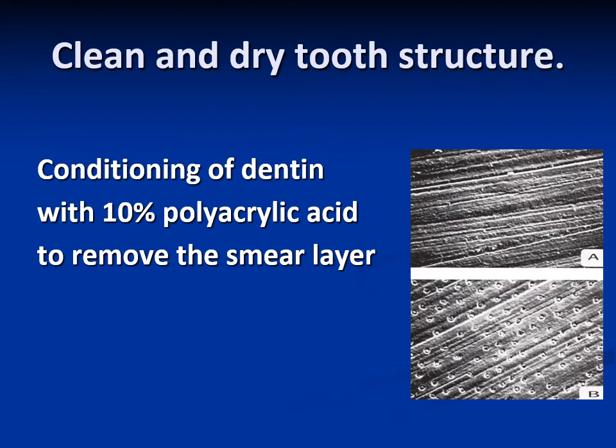We have to bear in mind that this process called conditioning of the dentine is not acid etching, because acid etching removes the calcium of the tooth structure, but conditioning is a less delicate process that removes only the debris of the dentine. So acid etching here is contraindicated. We have to use a weak acid to condition the dentine, or to remove the debris of the smear layer from the surface of the dentine, and this is done by 10% polyacrylic acid.